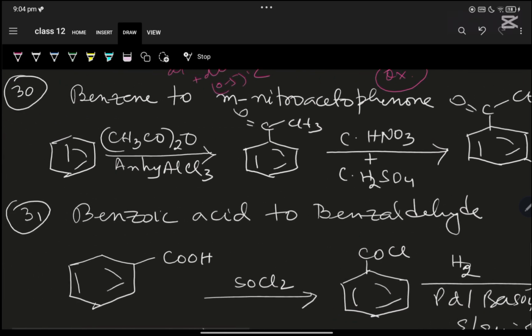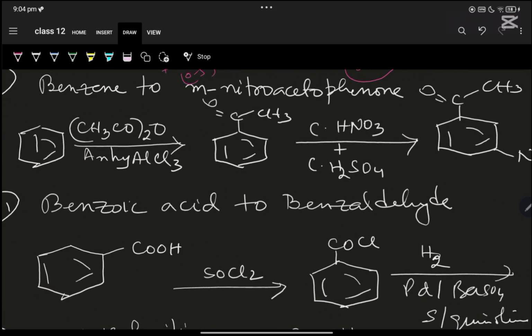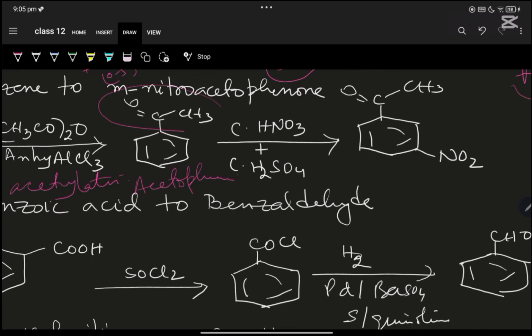Now, benzene to meta-nitroacetophenone, meta position. First you do the acetylation reaction, giving acetic anhydride and anhydrous AlCl3, and you get acetophenone. This is your acetophenone, COCH3, and then you do nitration, because COCH3 is a deactivating group.